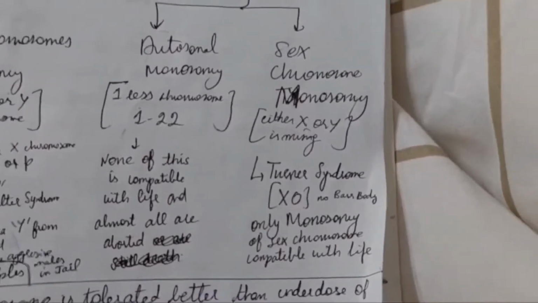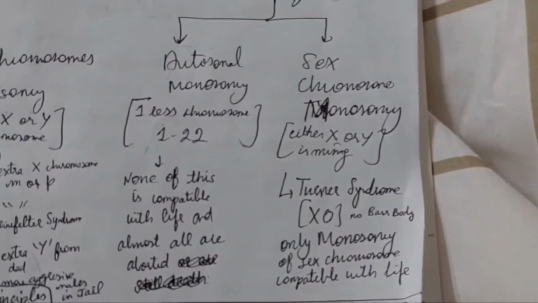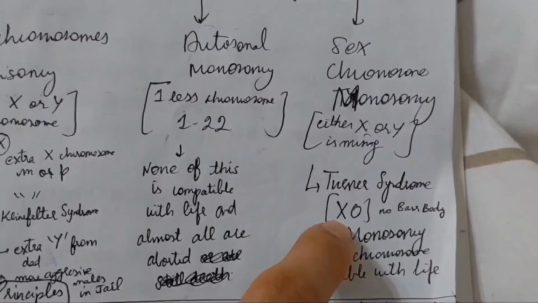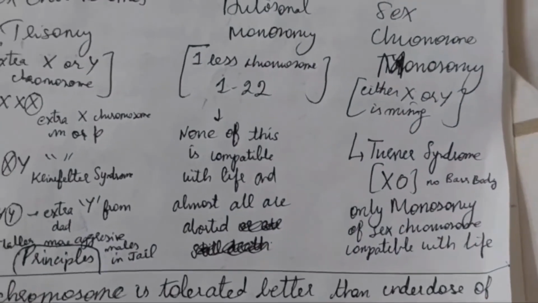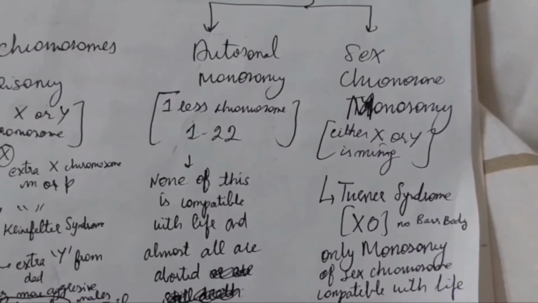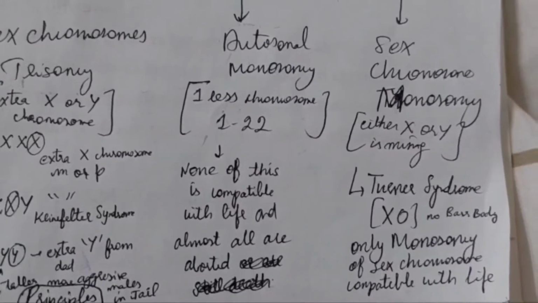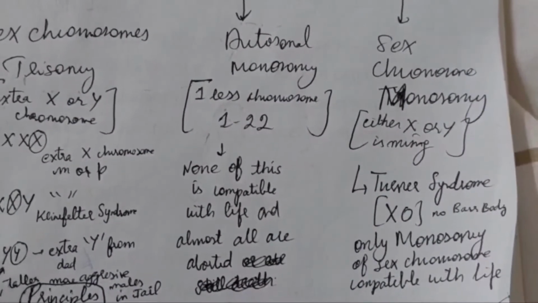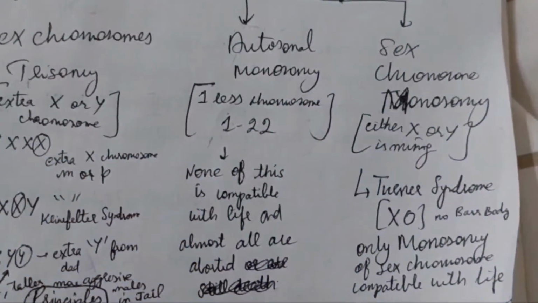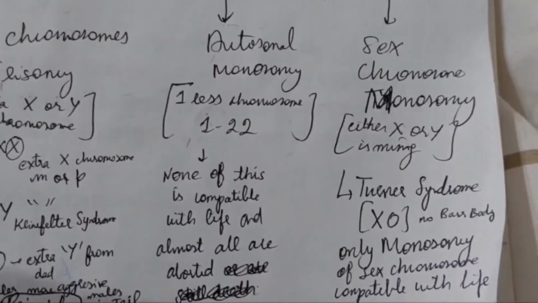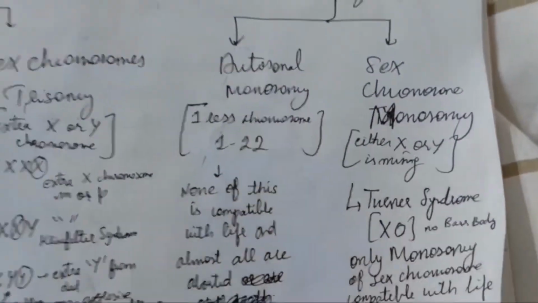So first we start with sex chromosome monosomy. There is only one case of sex chromosome monosomy which is compatible with life, and that is XO, where one X is missing, and this is called Turner syndrome. Such a female will have no Barr body. Then we move on to autosomal monosomy, in which one chromosome is missing and that chromosome is an autosome. Unfortunately, none of these is compatible with life, and almost all the fetuses will be aborted and die even before they are born. So for autosomal monosomy, there is no example because it is very dangerous.